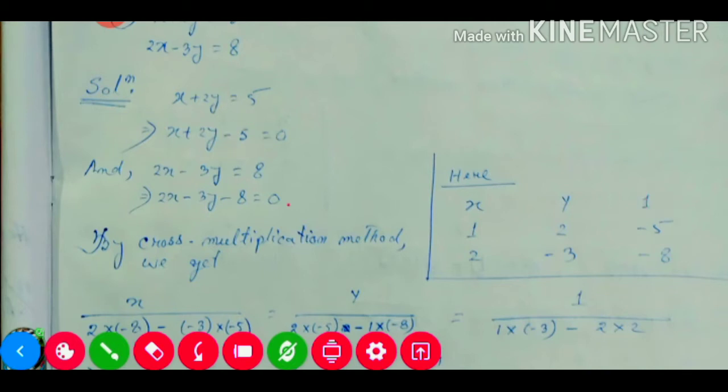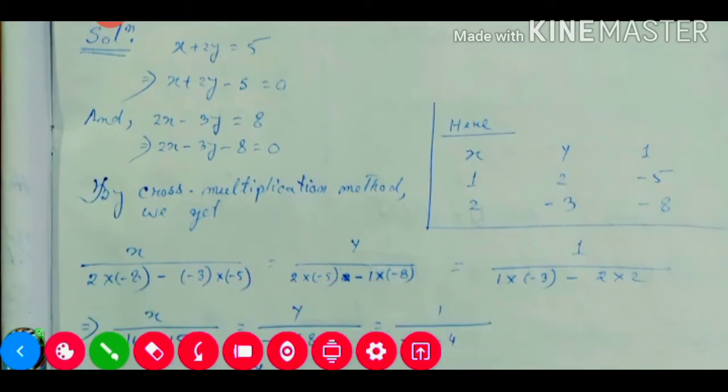Now from equation number 2 we need to find out. In equation number 2, the x coefficient is 2, the y coefficient is minus 3, and the constant is minus 8. Now we will apply our cross multiplication method.